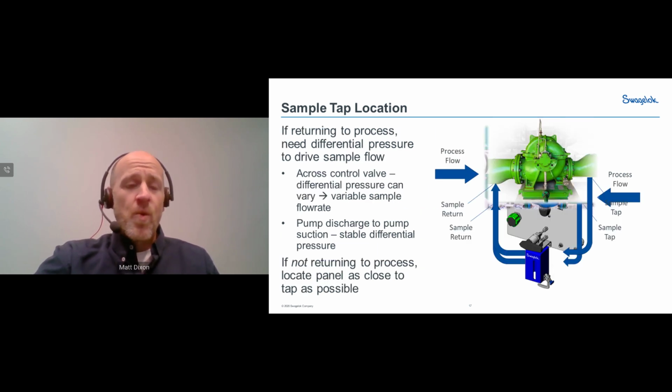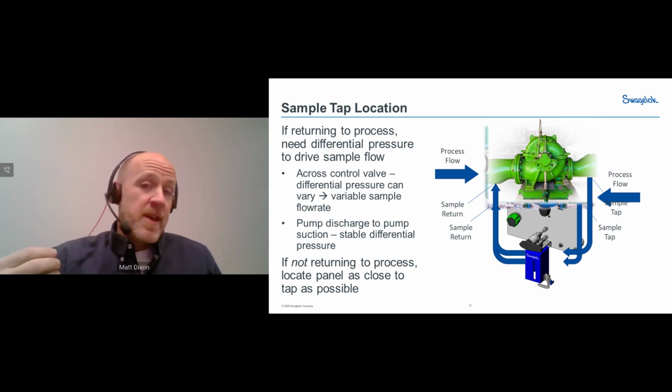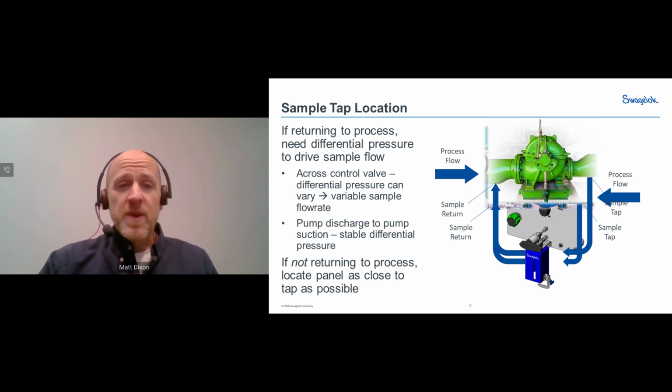All right, so then within the facility, within the P&ID, the schematic of the system, where are we going to locate the sample tap? So when we're doing that, we need to have some sort of differential pressure to drive the flow through our sampling system. And there are a number of different places we can do that, of course.